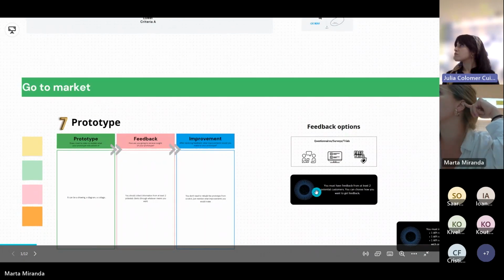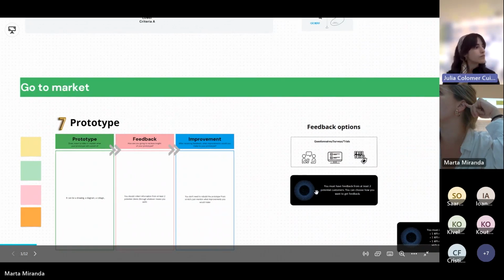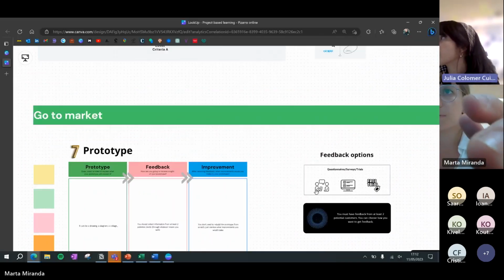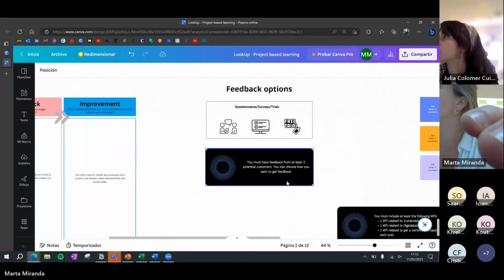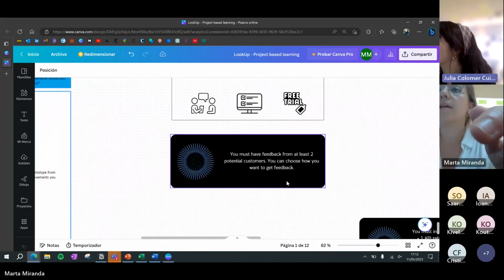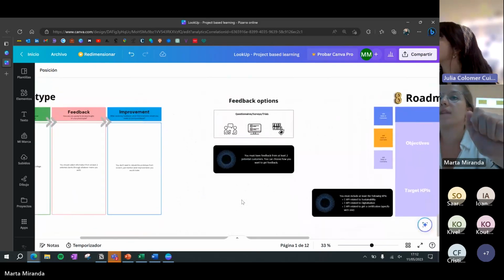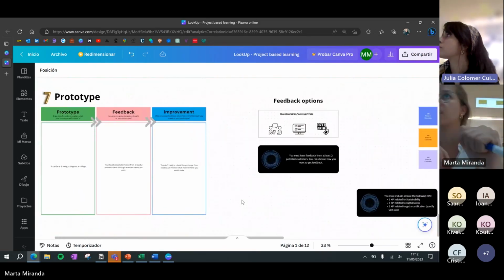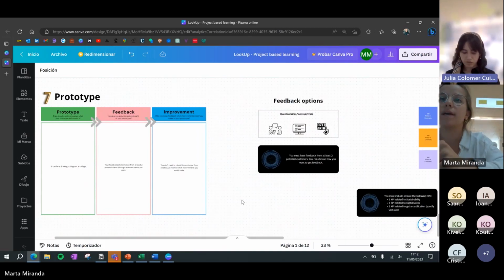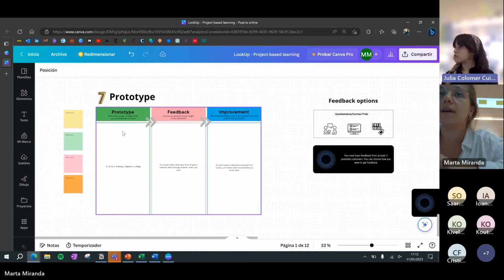Here you cannot see it very well. It's written there. You must have feedback from at least 2 potential consumers. So you can ask, maybe, your family or your friends who would like to try this new business and give feedback on your prototype.